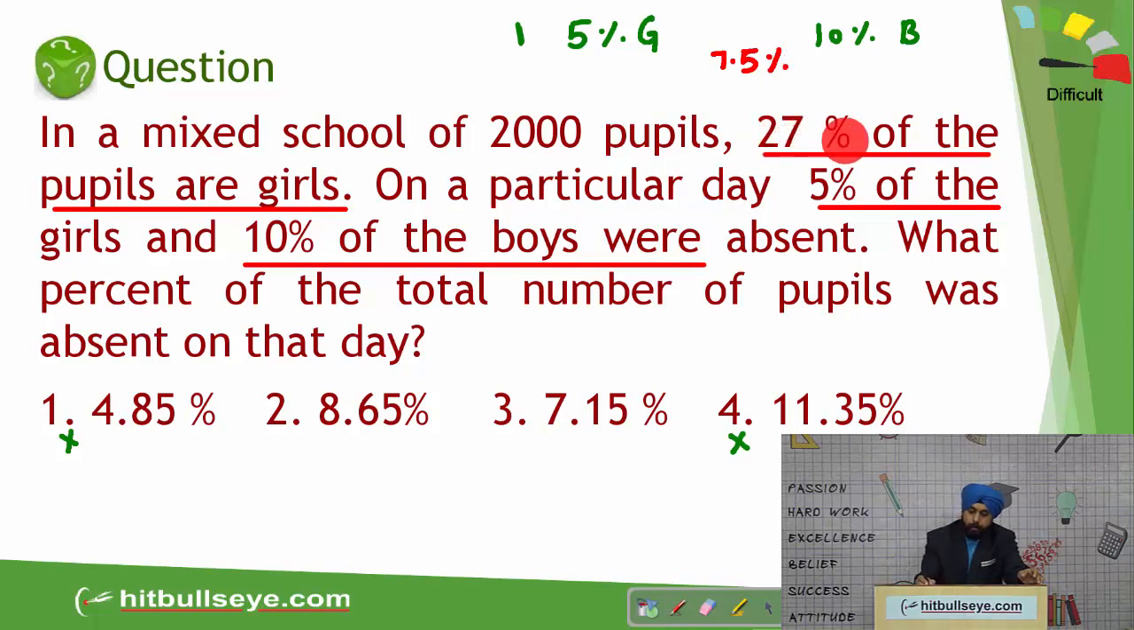But there are only 27% girls. This means boys are 73%, which is much more than that. So that means your average will be more inclined toward boys. That is, it will be between 7.5 and 10. So there is only one option, that is the second one, which will become your answer. Right, students? Let's go to the next question.